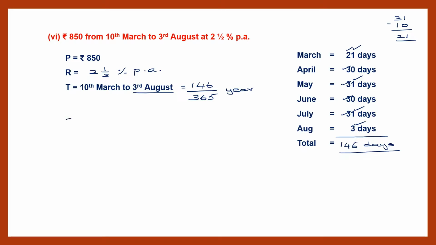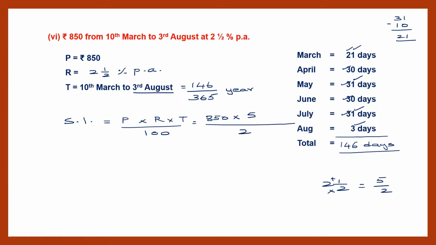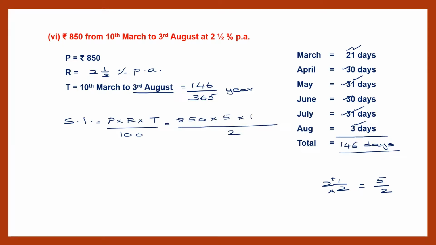Now let's find out our simple interest, now that we have all our quantities. So simple interest is principal into rate into time divided by 100, PRT by 100. So P is 850 into R. R is 2.5. Let's convert 2 1/2 to an improper fraction. 2 2s are 4 plus 1 is 5. So that is 5 by 2. So this is 5 by 2 into 146 by 365 by 100.